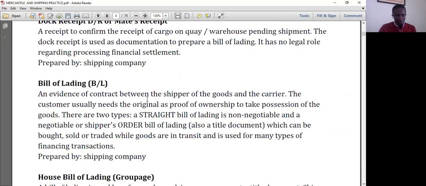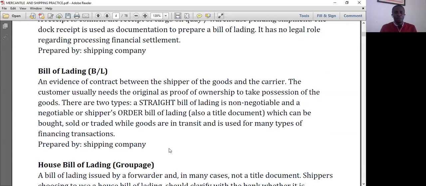So what is a BL? It is a document that evidences the contract between the shipper and the carrier. And the customer usually needs the original as proof of ownership to take possession of the goods. You cannot present a duplicate of a BL to be given your goods. No, you must present an original bill of lading, which was provided to you by a shipping line.